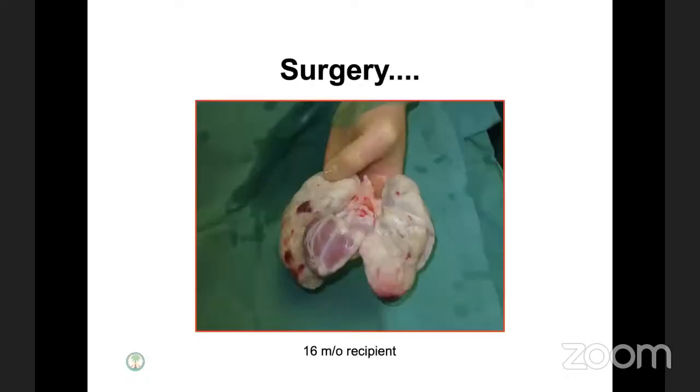Now, a tiny bit about the surgery, and this is, by the way, the youngest donor that I procured for a heart-lung transplant, and the longest heart-lung transplant that I did. At the time, the recipient was 16 months old.